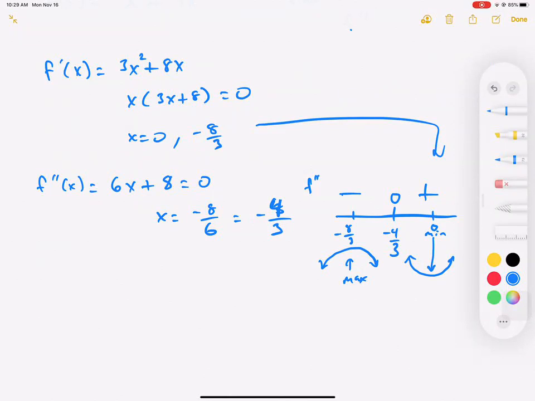Now, here's something else I need to say. We have a special point here. When f double prime equals 0, and there's a change in sign, let me actually write this over here: f double prime equals 0, and change in sign. This is called a point of inflection.